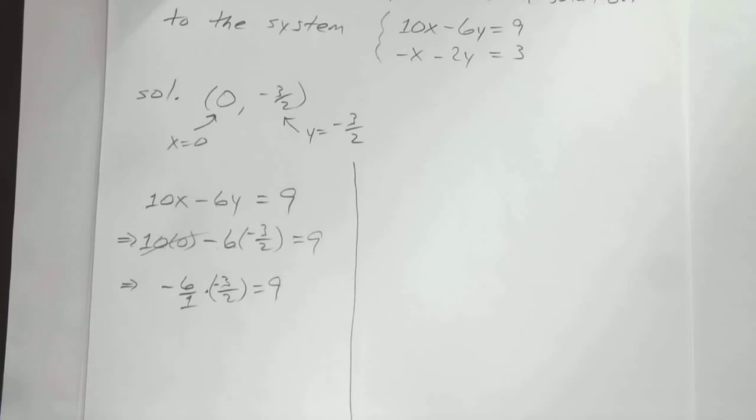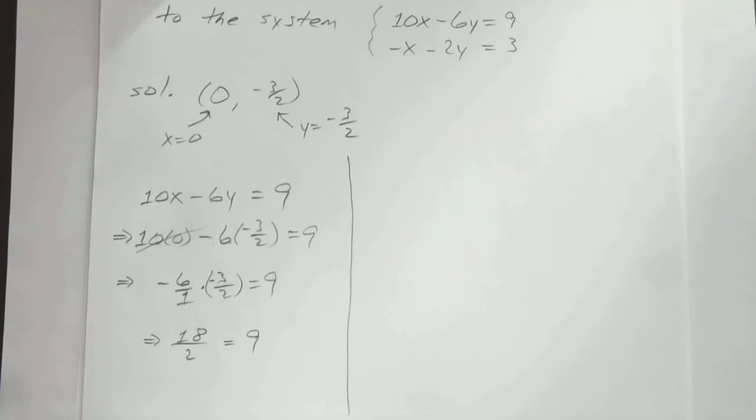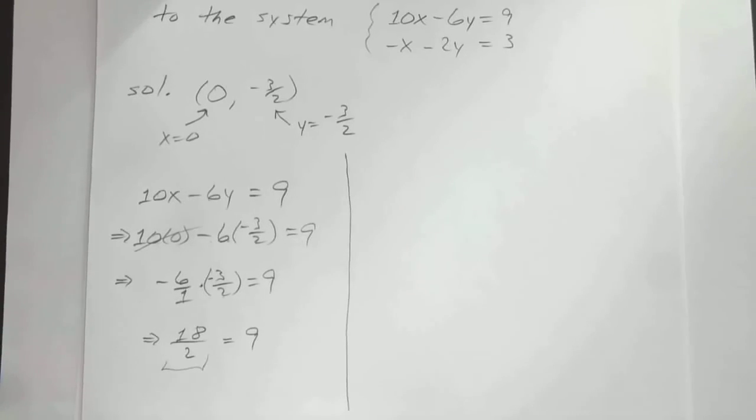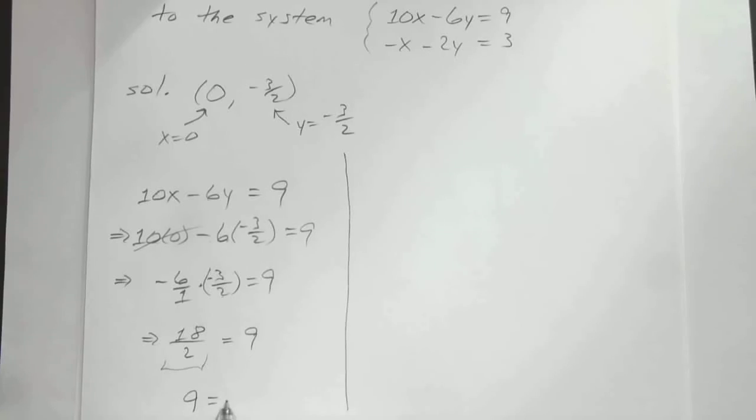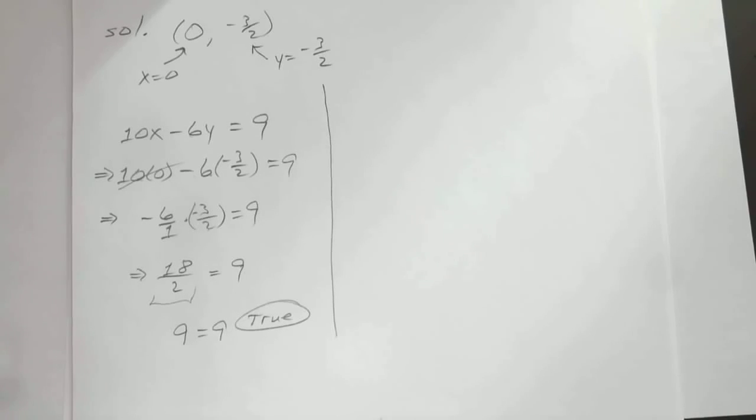If we just go ahead and multiply them together, you have negative 6 times negative 3 is positive 18, over 1 times 2, which is 2, equals 9. So if we simplify the left side, 18 divided by 2 is 9, so we have 9 equals 9, which is true. So one of them is true. Now we just have to see if the other one is true.